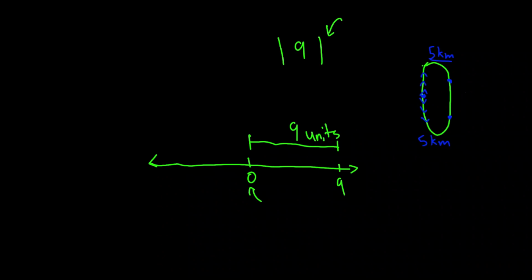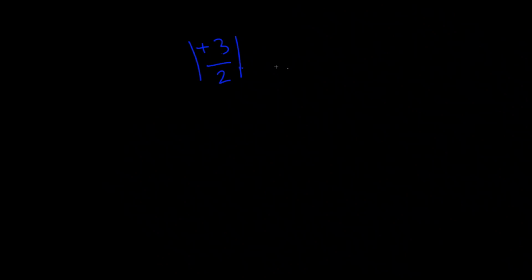So let's get some examples of that. Let me erase all this, and go back to a pencil. Let's start off with some expressions like in the last video. Let's say 3/2. Absolute value. Well, the distance of 3/2 from 0 is 3/2. So this would be equal to 3/2.